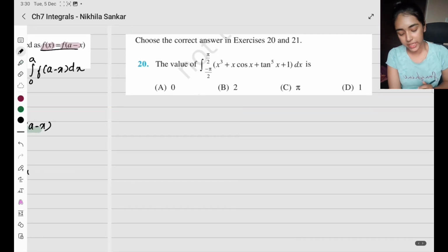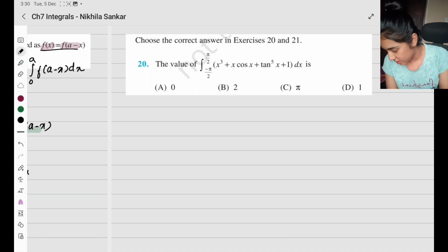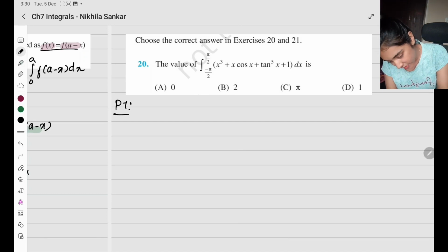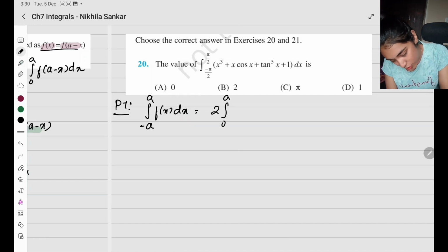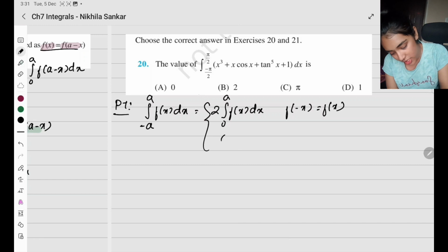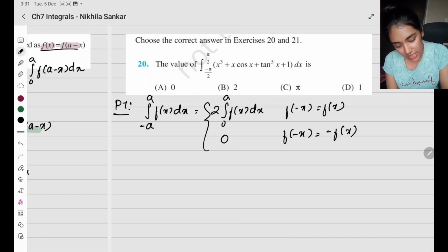Question number 20. So I have a negative integral. So what property do we know? We know that the last property, number 7, is: the integral from minus a to a of f of x dx is going to be 2 times the integral from 0 to a of f of x dx if f of minus x equals f of x, an even function, and 0 if f of minus x equals minus f of x.